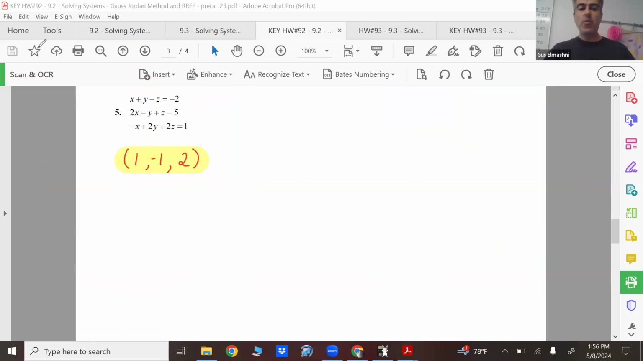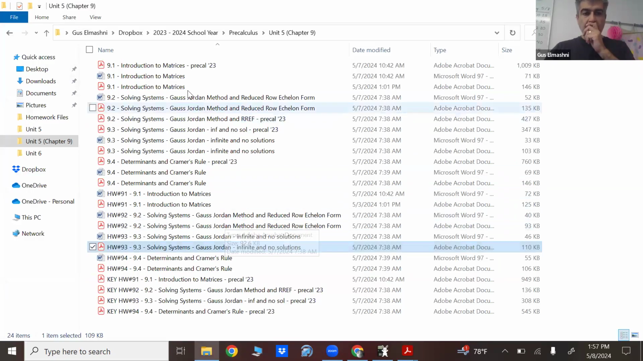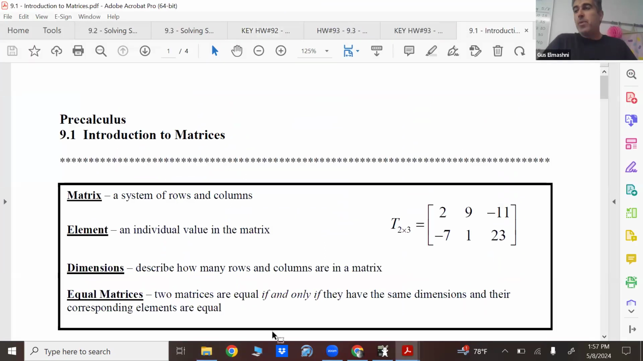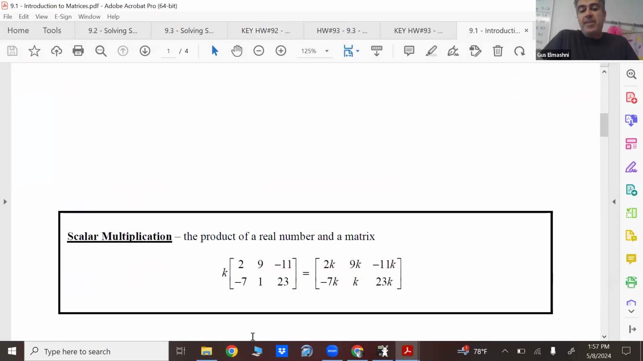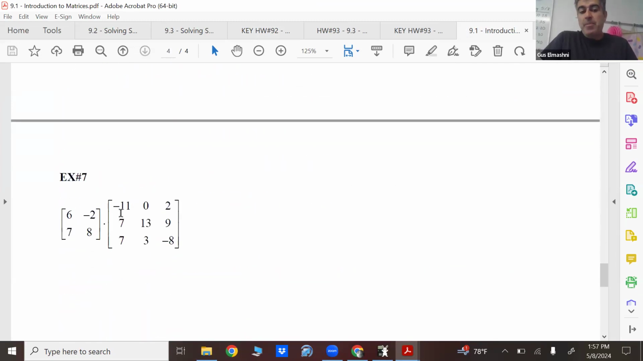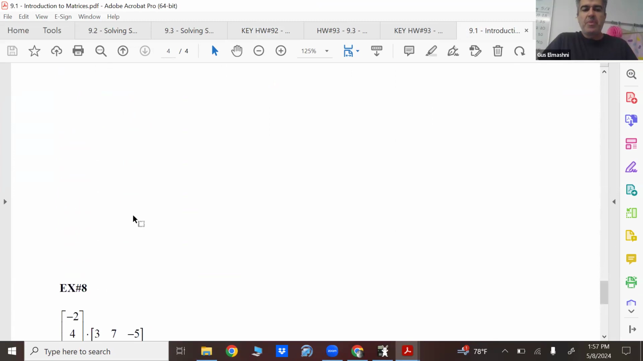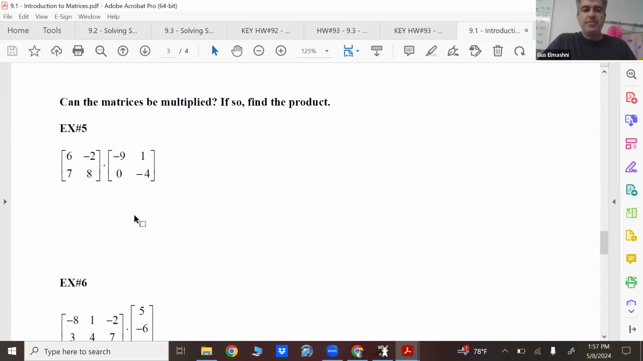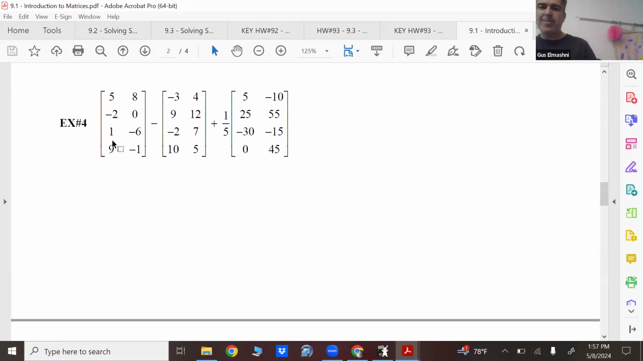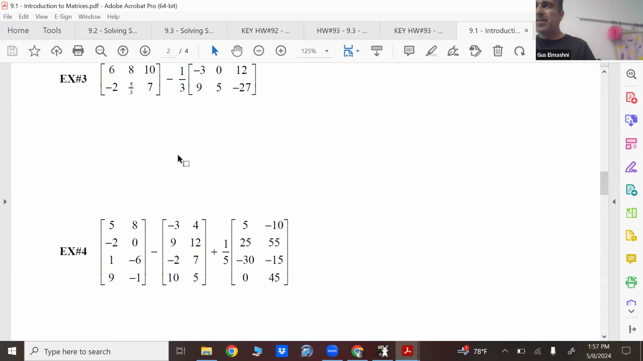Now, what from matrices are we going to put on the final? In all likelihood, it's just going to be really the basics. Like, we're going to say, hey, can you multiply two matrices? Like something like example 5 or 6. That'd be pretty straightforward. Something like just a combination of adding and subtracting matrices, so something like example 4.